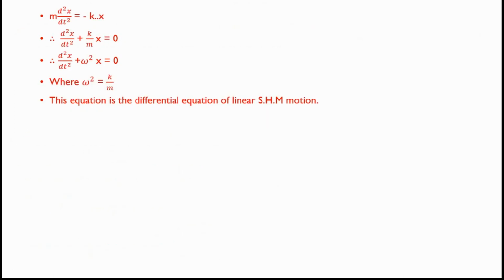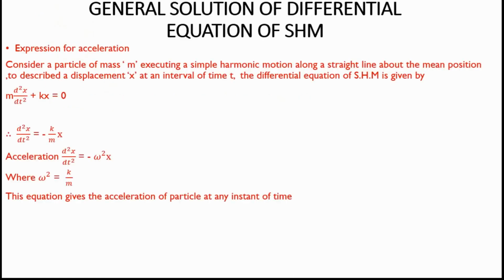Equating these two, m into d2x by dt square is equal to minus kx. So d2x by dt square plus k by m into x is equal to 0. But k by m is taken as omega square, and therefore we can write d2x by dt square plus omega square x is equal to 0, where omega square is equal to k by m. This equation is the differential equation of linear SHM.